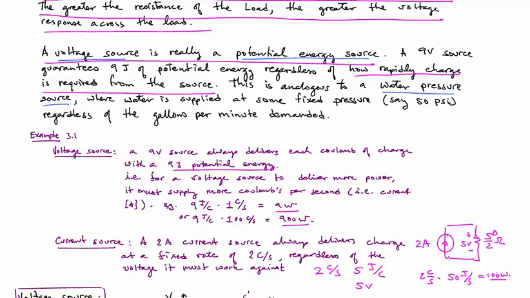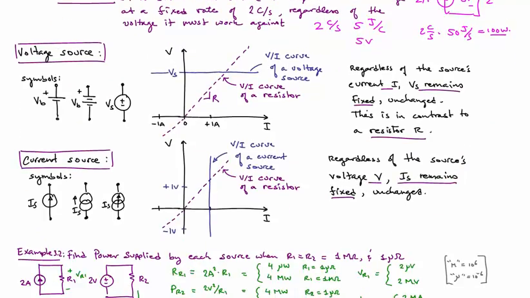Okay, so the point here is that with a voltage source, the way you get more power out of a voltage source is you ask for more current. The way you get more power out of a current source is you make that current source deliver its charge into a higher voltage.